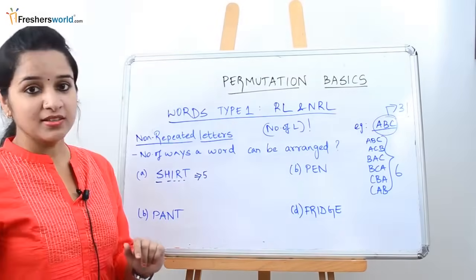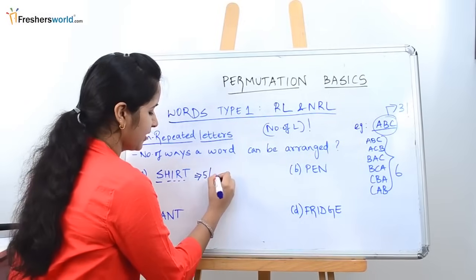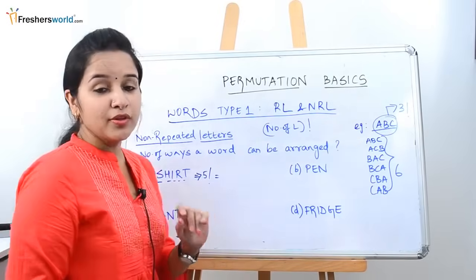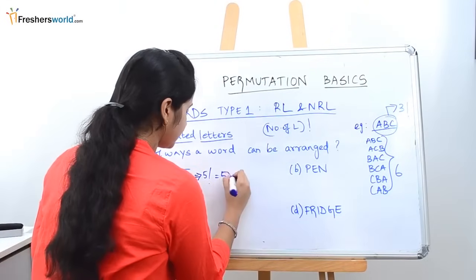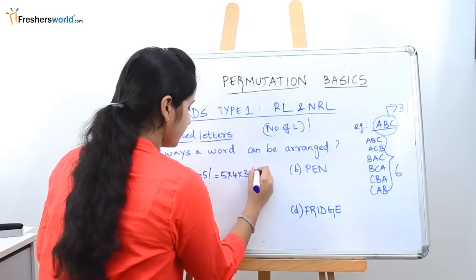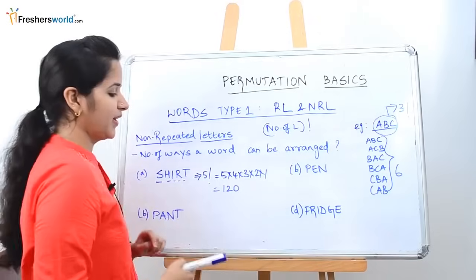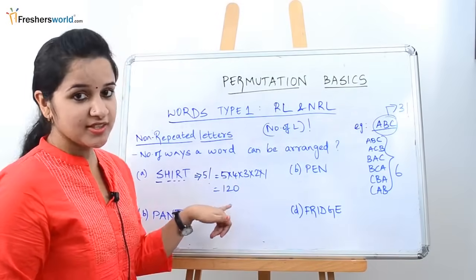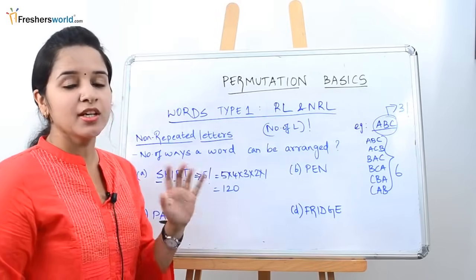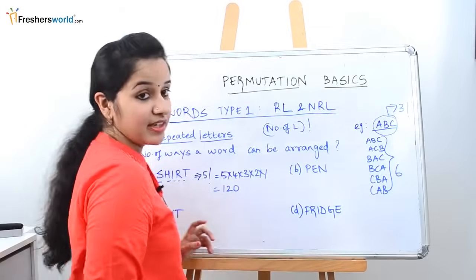What will be the answer for it? We have 5 letters here, so the answer is 5 factorial. If you are aware of the value of 5 factorial, we know that it is 120. Doing all these multiplications every time is difficult, so always remember to memorize from 1 factorial to 7 factorial. Let's take another example.